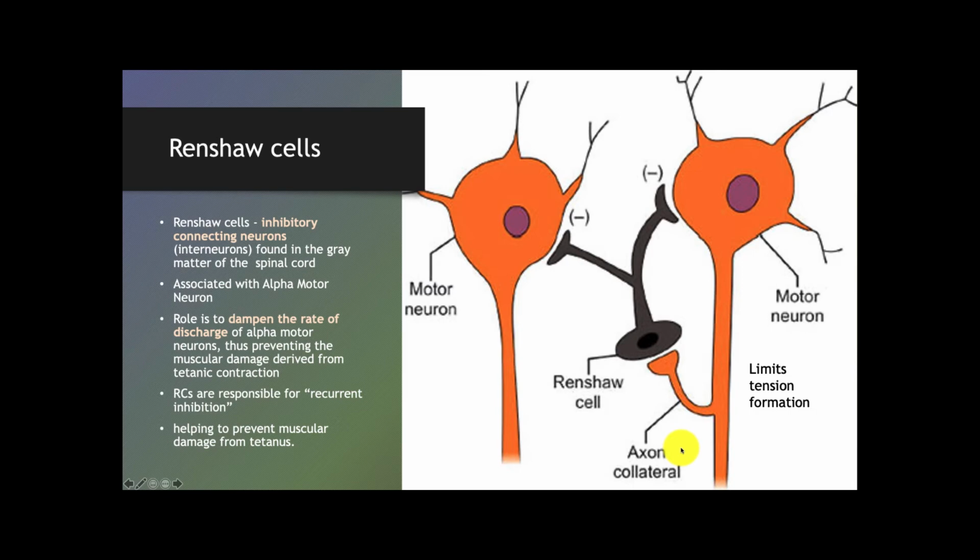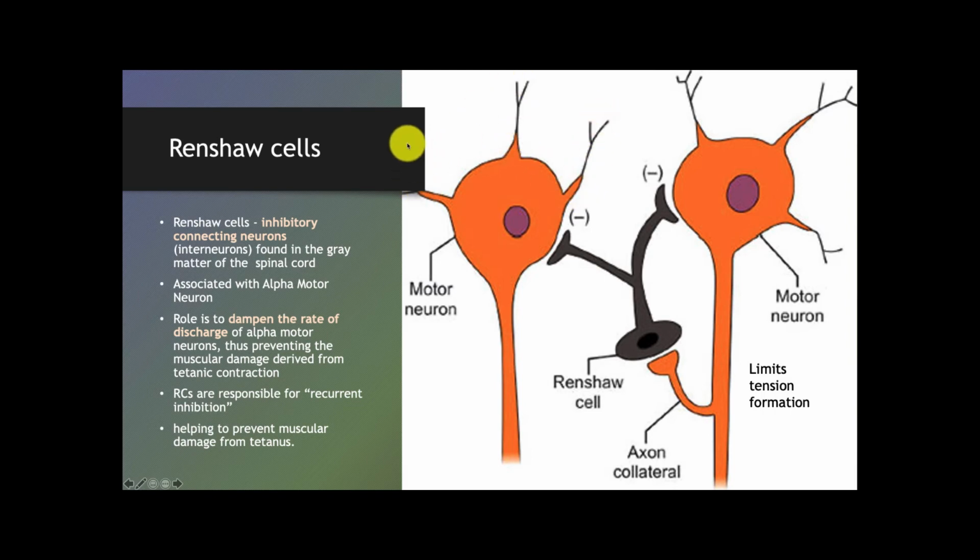So another pretty cool mechanism are these Renshaw cells. Renshaw cells. Say that 20 times as well. So these are connecting neurons that are associated with the motor neuron, right? So you can see here that we have a motor neuron here. We have a motor neuron here. These are going to send out different muscle contraction signals that we'll call twitches, right?